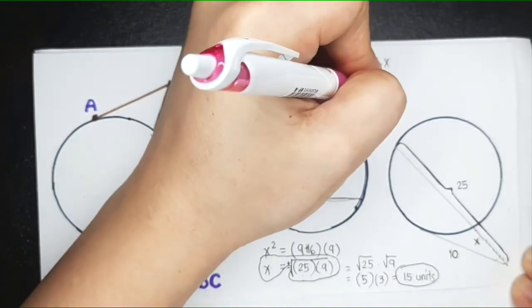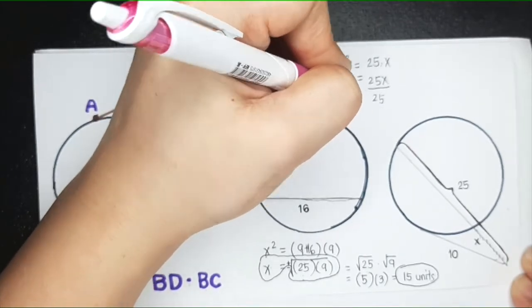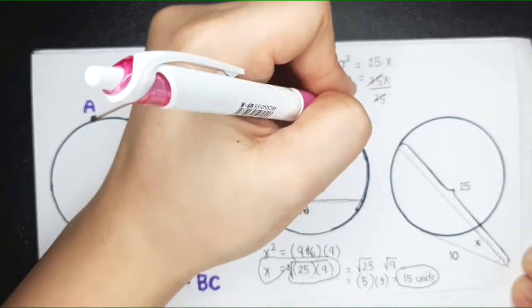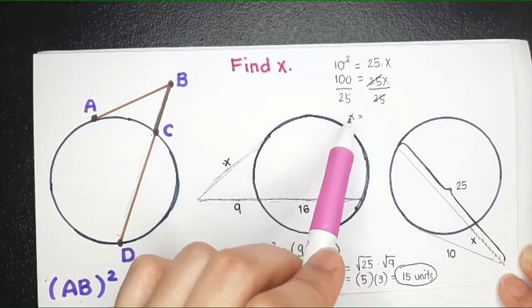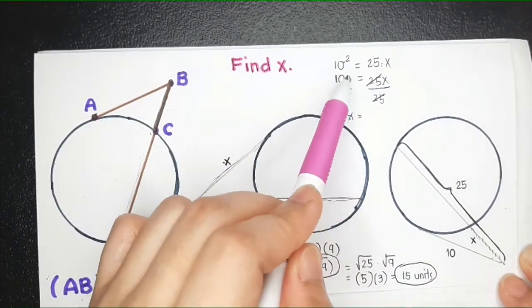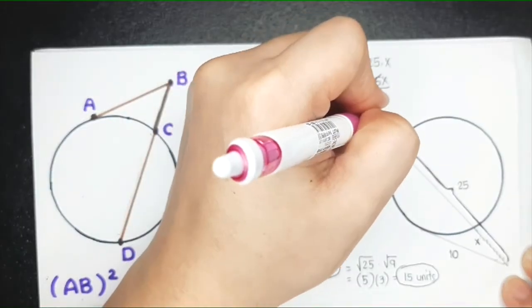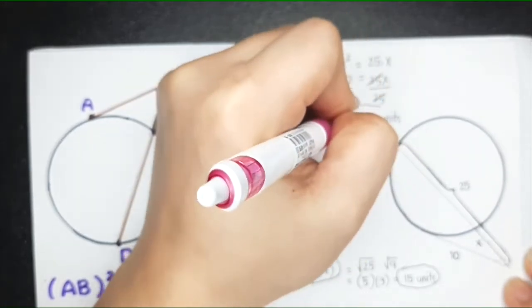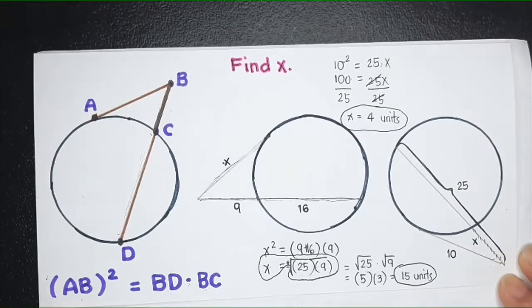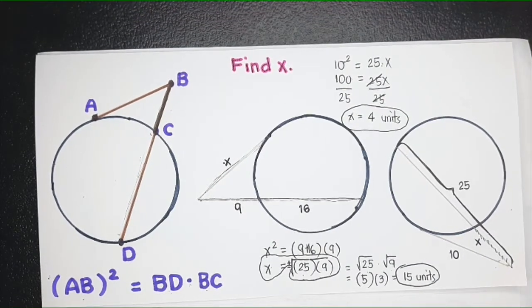To finally get x, divide both sides by 25. Okay, cancel, cancel. Sige nga, ano ang value ng x natin? So, pinag-switch ko lang, dito ko nilagay ang x. So, what is 100 divided by 25? It is 4. So, you have 4 units. Okay, so madali lang, right? So, I still have 2 more examples.